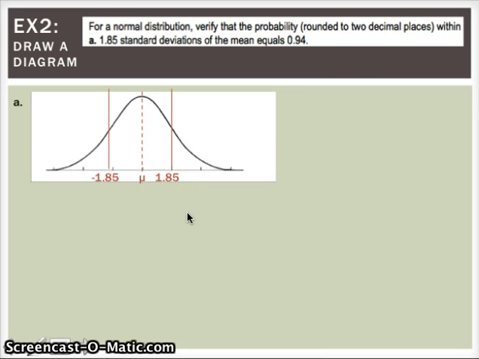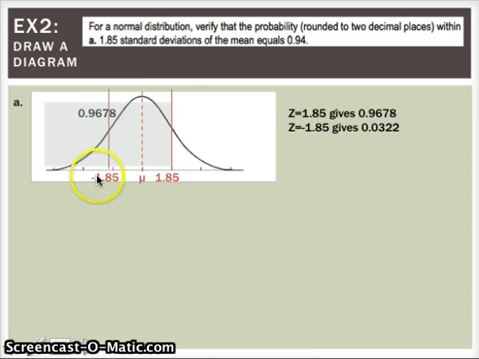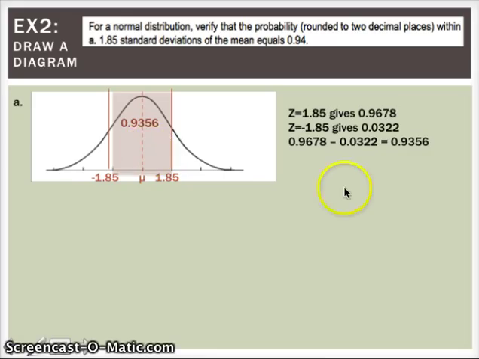First we can look up 1.85 on our table, and that gives 0.9678. That is the area to the left of the positive line. Now if I look up the negative value on the table, I have another, much smaller number. That is the area to the left of the negative number. We want to find the area in between them, so we need to subtract the two. When we subtract, what we'll have left is the area just in between. That's this part right here. And we can round that to 0.94.